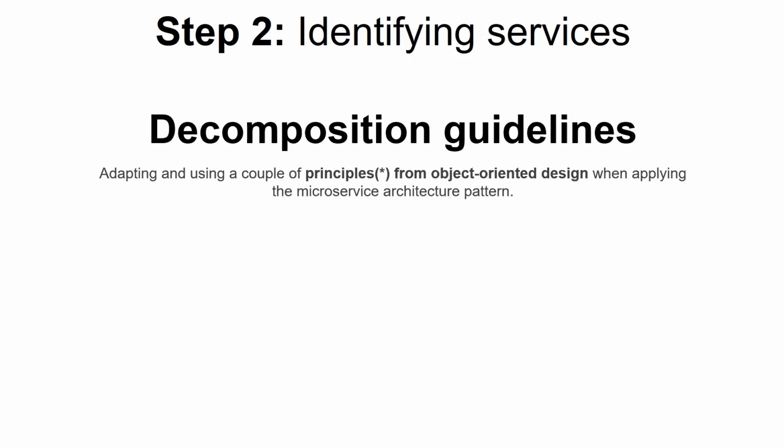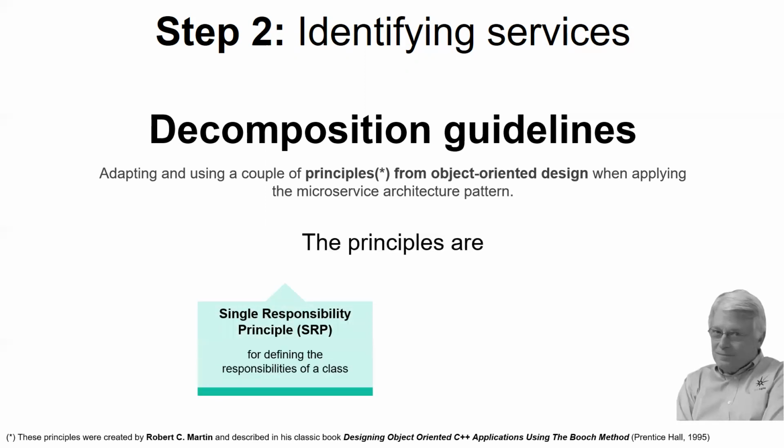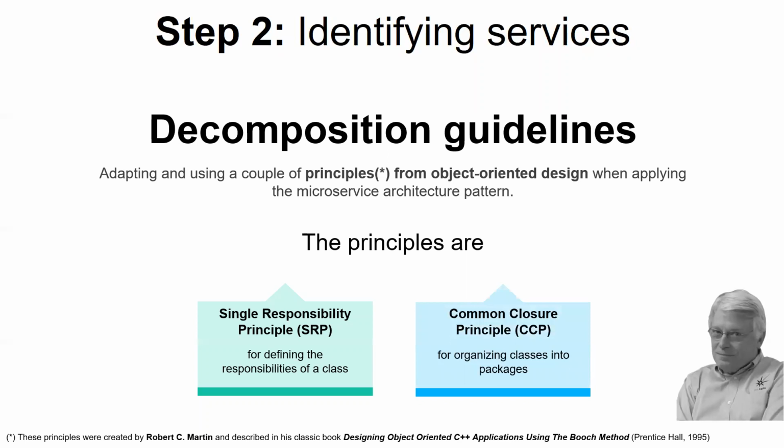So far, we have seen two different ways to identify services when defining a microservice architecture. To increase our chance for having a good service decomposition, we can adapt and use a couple of principles from object-oriented design when applying the microservice architecture. These principles were created by Robert C. Martin, also known as Uncle Bob, and were described in his book, Designing Object-Oriented C++ Applications Using the Booch Method. The first principle to discover is the single responsibility principle, and the second one is the common closure principle. So let's take a look at these principles and see how they can be applied to the microservice architecture.